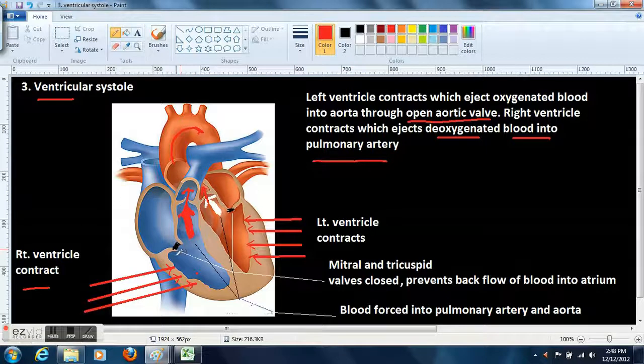Now the status of the mitral and tricuspid valves: these two valves are closed, which prevents backflow of blood into the atrium. So because of this, blood cannot flow back into the atrium, and because the pulmonary and aortic valves are open, blood is forced into the pulmonary artery and aorta.